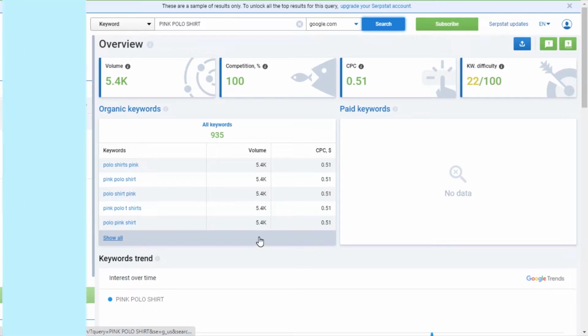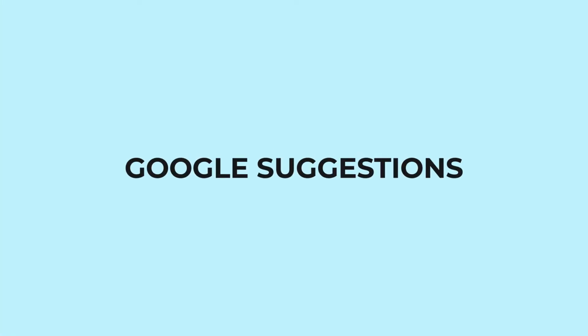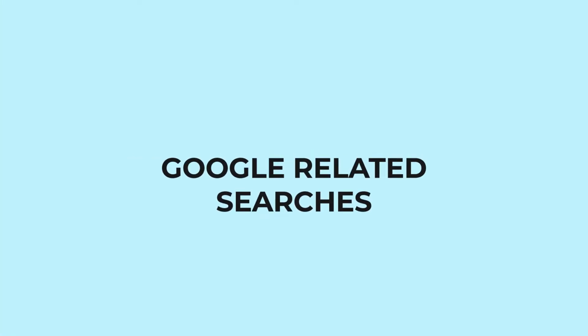Now let's move on to how to get relevant content for your keyword. After you have used Google Keyword Planner to get a lot of keyword ideas and also gone through SERPstats to assess the competition of your keyword, now it's time to move on to step 3. Step 3 is to write relevant content. You can use Google suggestions and Google related search to help you write relevant content. Google suggestions and Google related search give you an idea of what lots of people are searching for.